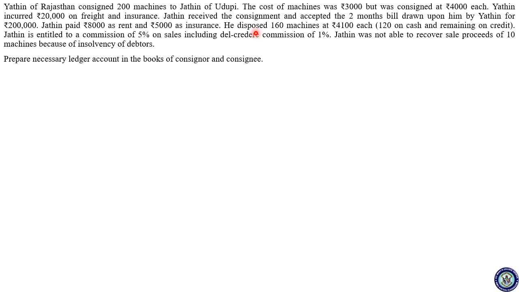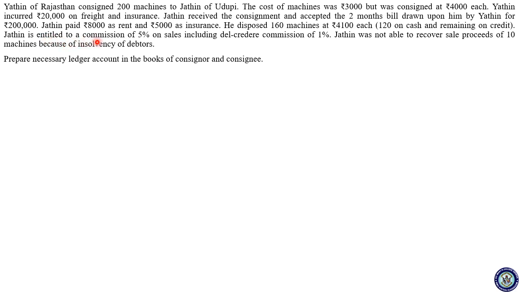Disposed means sold. He sold 160 machines, out of which 120 on cash and remaining on credit. So listen, 160 machines were sold, out of which 120 on cash. Remaining means 40, right? 160 minus 120, 40. So 120, that is cash sale, 40, that is credit sale. Credit means you have to write debtor in the consignor's account.